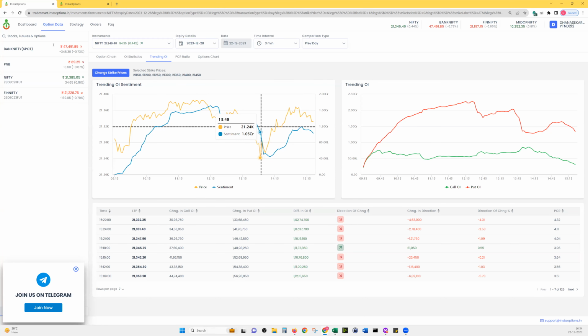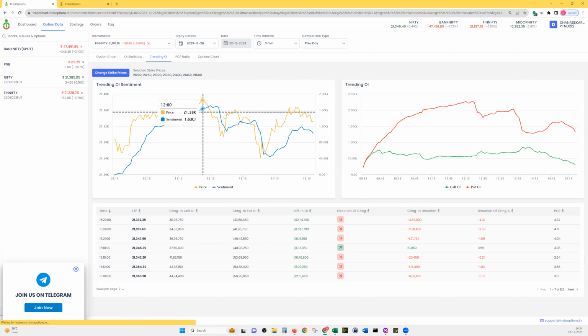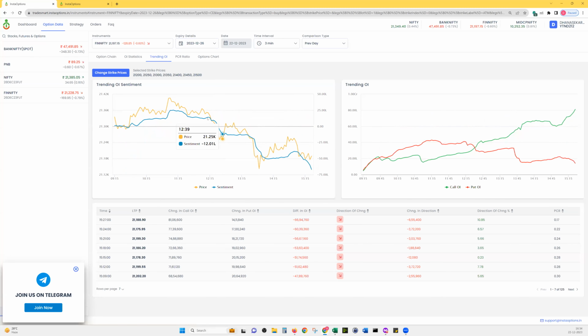And if the trending way is negative, like FinNifty, what will be your action? Whether you look for a long trade or short trade? Exactly, you just look for a short trade. Superb, guys. Nice.